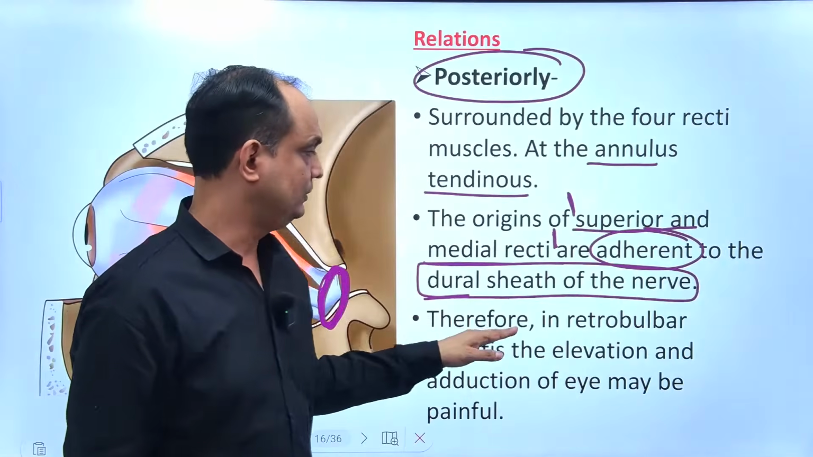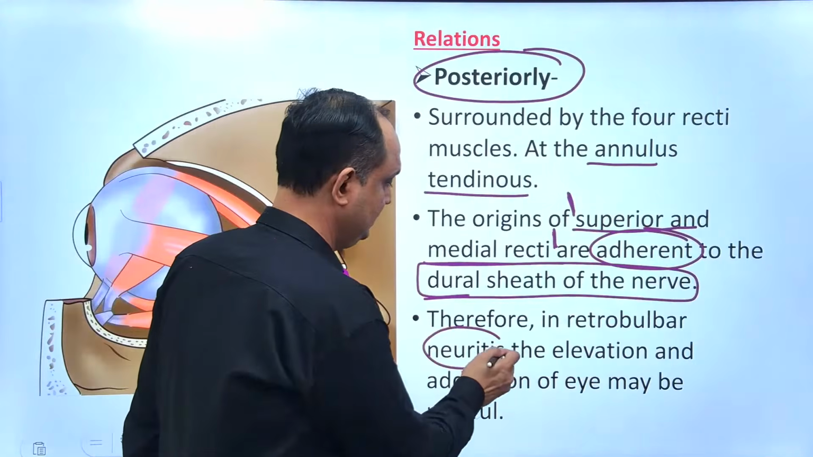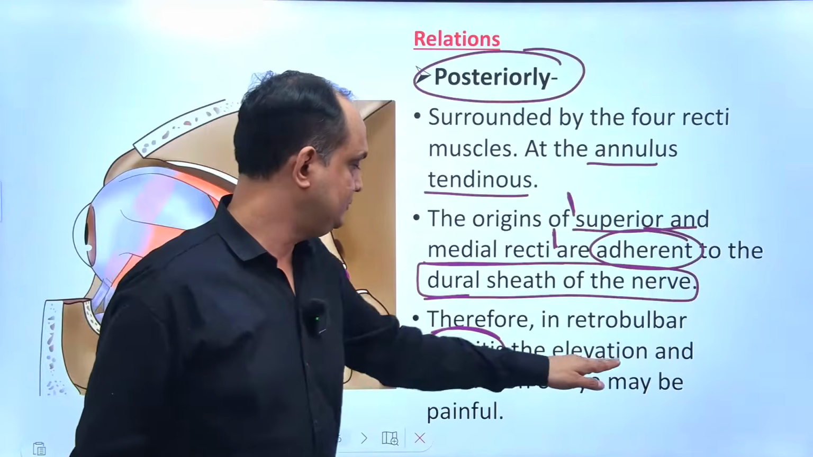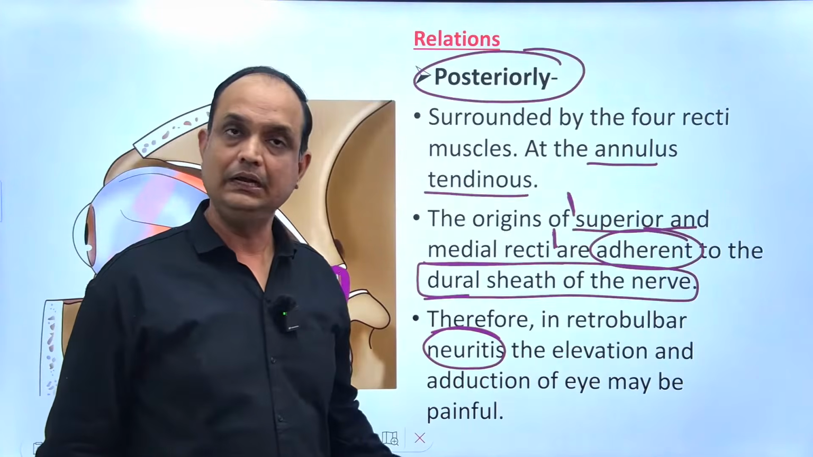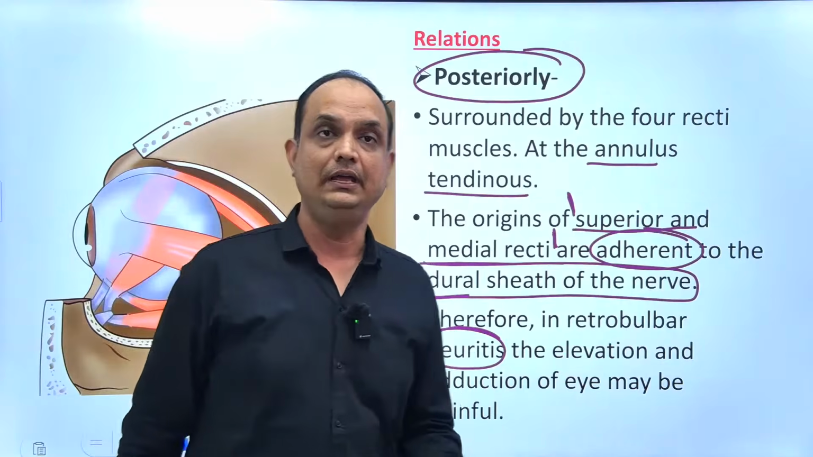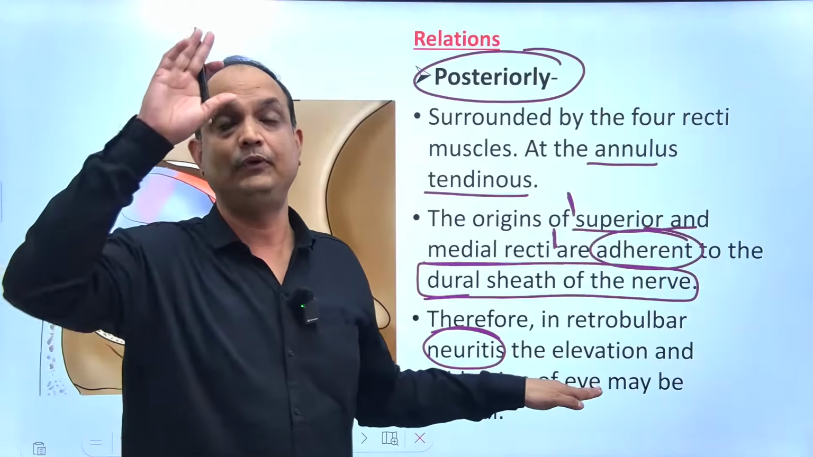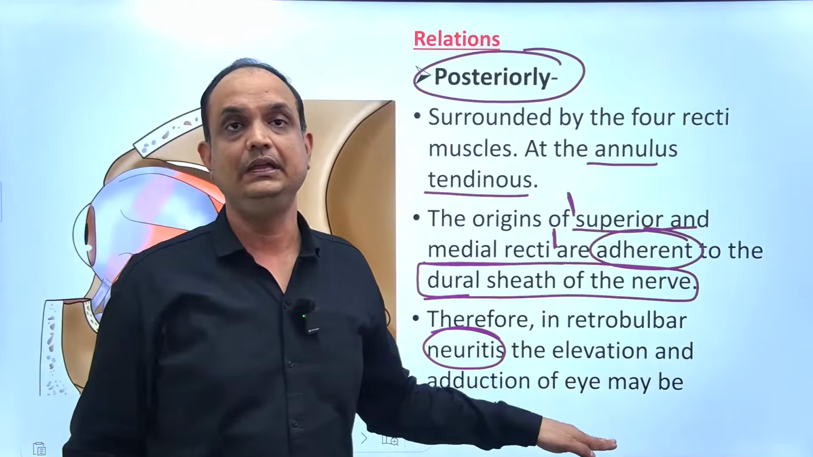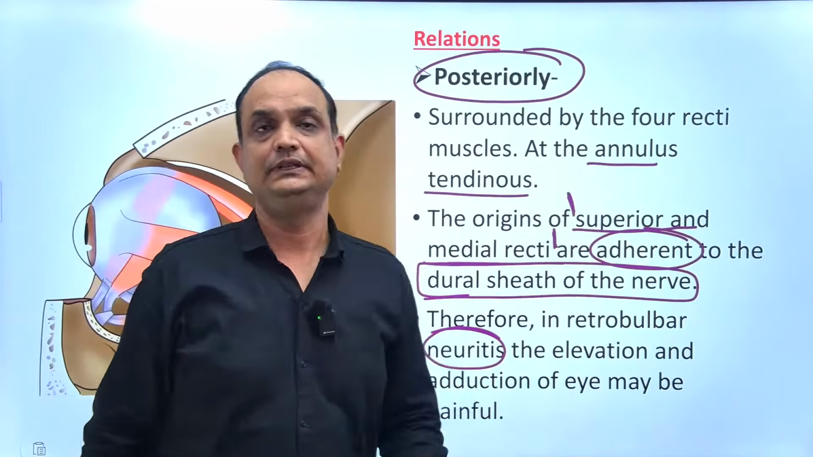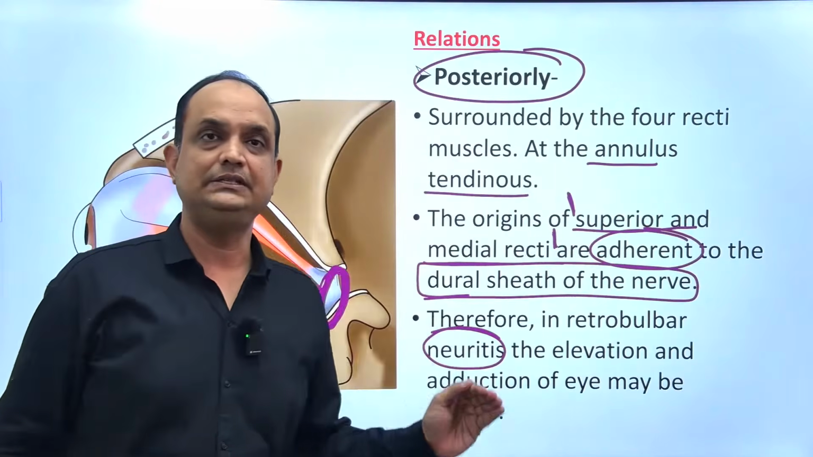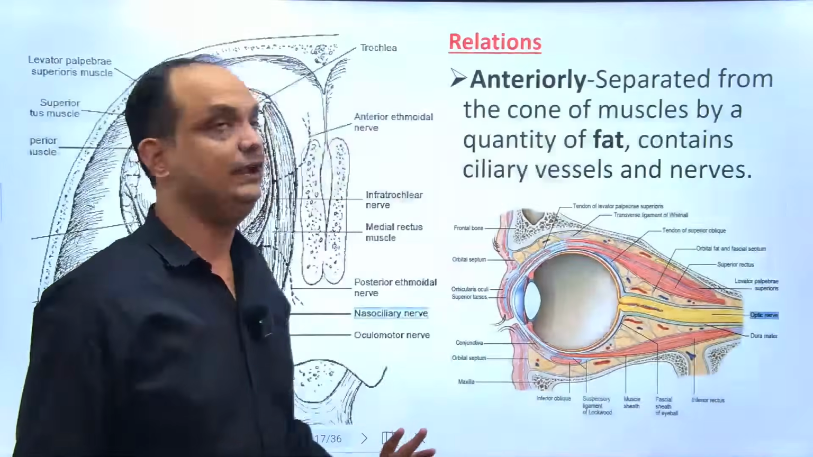Clear? So if there is retrobulbar neuritis, that means whenever there is inflammation in the optic nerve, elevation and adduction of the eyeball cause pain. This question may be asked: why are medial rotation, that means adduction, and upward rotation, that means elevation, of the eye painful? Because of the attachment of superior and medial rectus with the dural sheath. Whenever there is inflammation or neuritis, these movements are particularly painful.